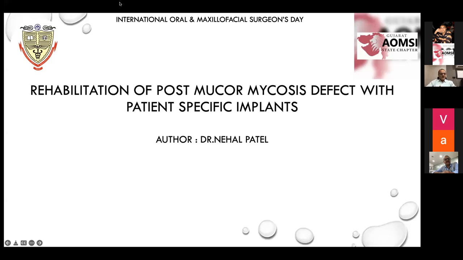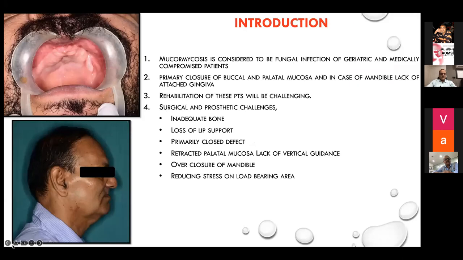I am not going to talk about the defect which is caused by the mucor, because that has already been covered by Dr. Sankalp. Rehabilitation of this patient is very challenging because of inadequate bone, loss of lip support, and a primarily closed defect. Most of these patients, after mucormycosis, have the defect closed primarily by stretching either the bilateral or buccal mucosa. So you can see here there is a primarily closed defect.